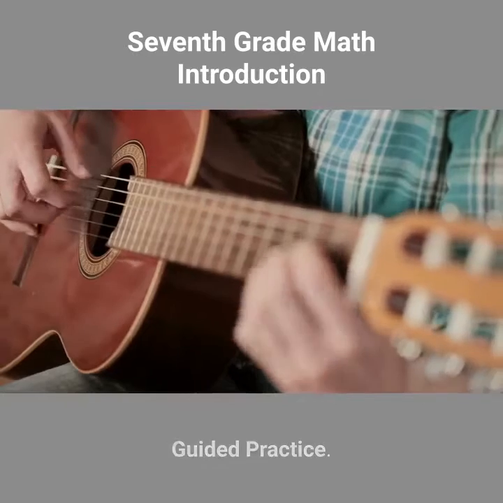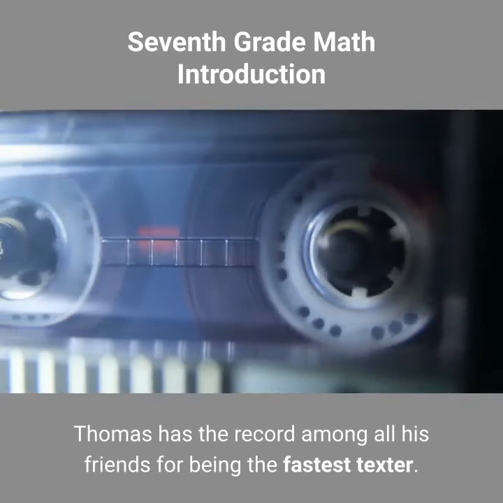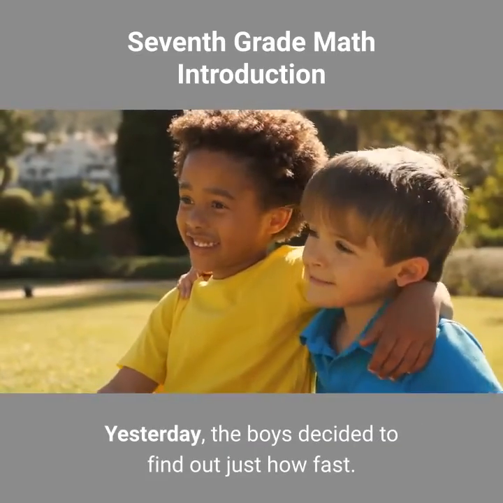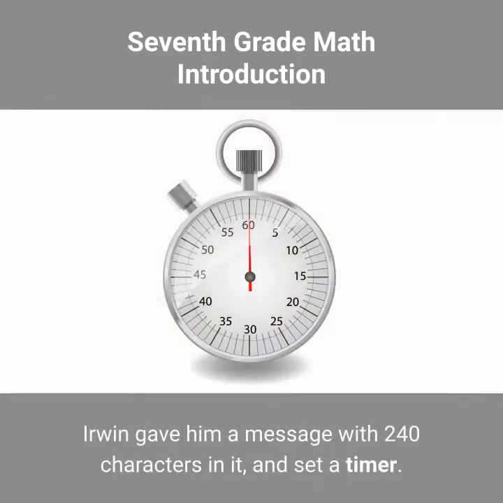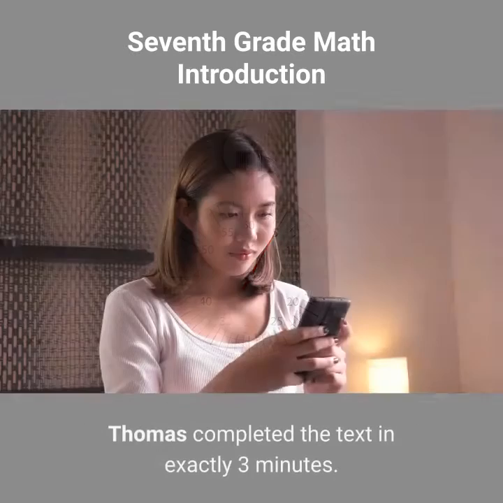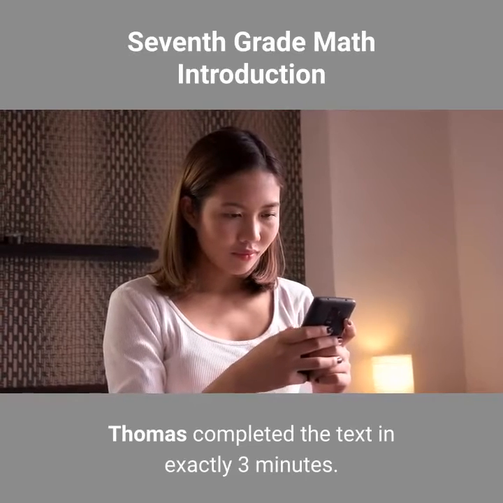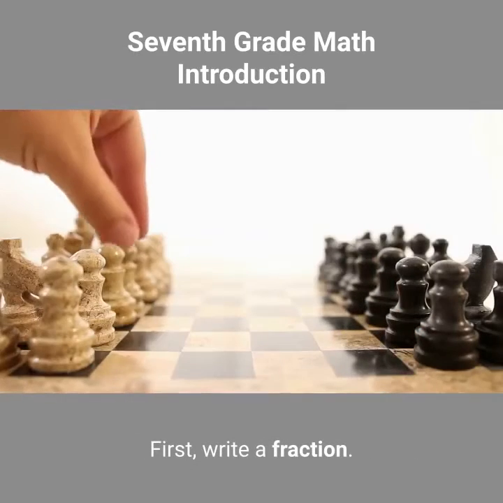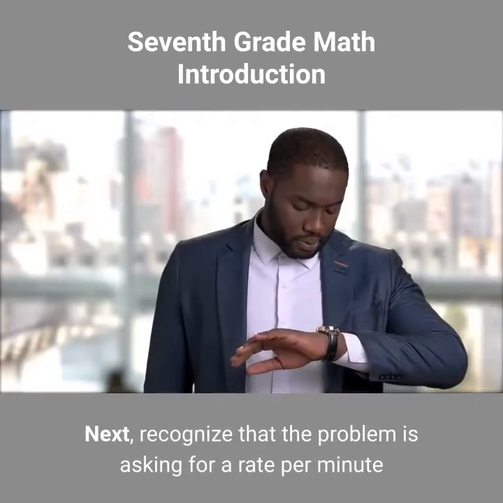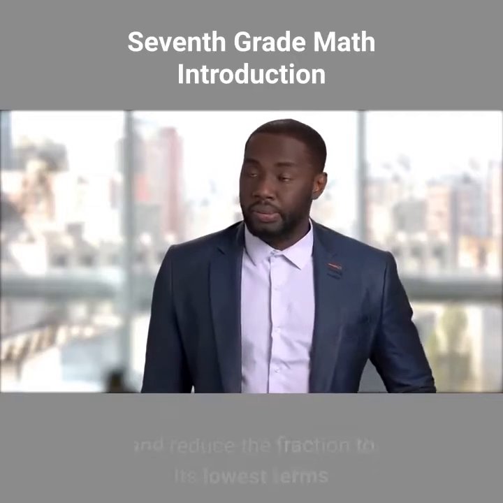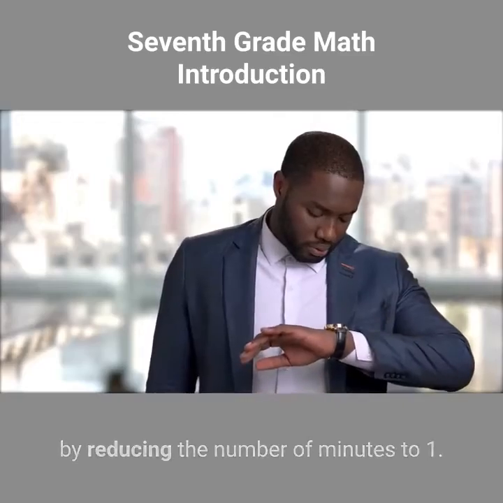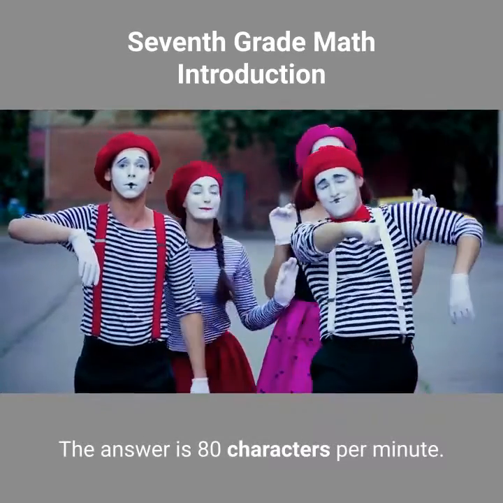Guided practice. Thomas has the record among all his friends for being the fastest texter. Yesterday, the boys decided to find out just how fast. Erwin gave him a message with 240 characters in it, and set a timer. Thomas completed the text in exactly 3 minutes. What is his texting rate per minute? First, write a fraction. Next, recognize that the problem is asking for a rate per minute and reduce the fraction to its lowest terms by reducing the number of minutes to 1. The answer is 80 characters per minute.